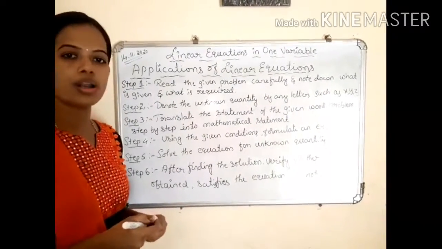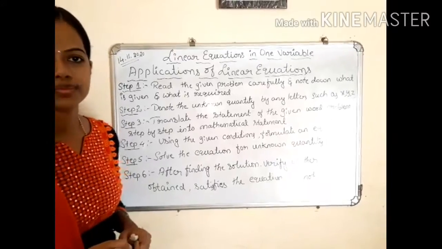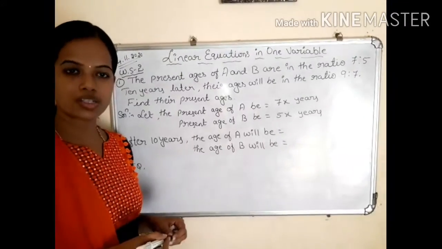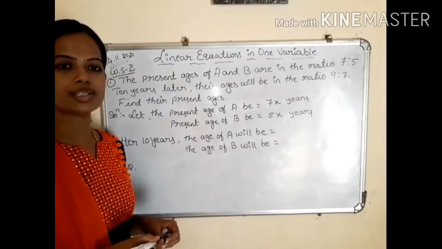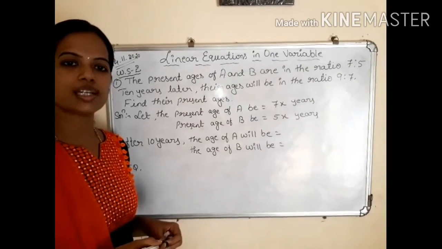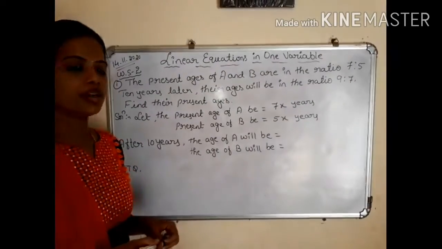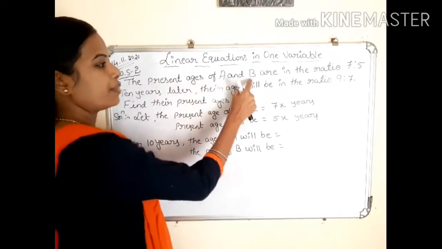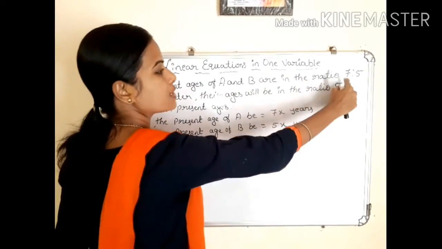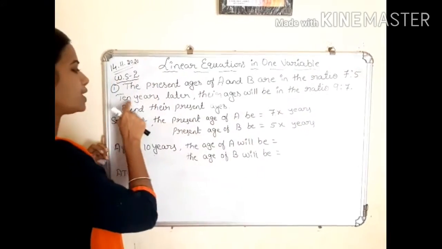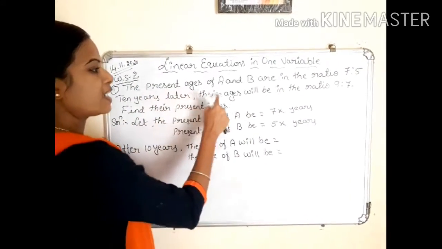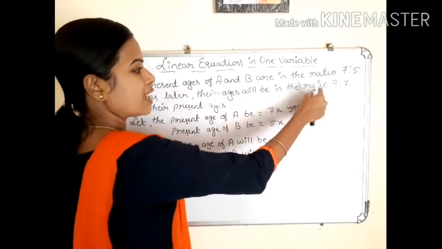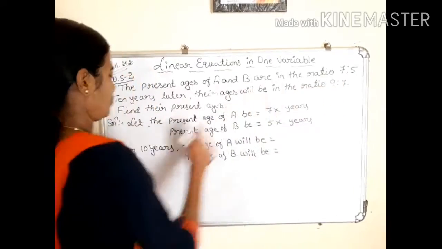Now let us solve worksheet problems. Now I am going to solve worksheet 2 application based questions. Under that, the first question is related to age problems. The question given here: the present ages of A and B are in the ratio 7:5. 10 years later, their ages will be in the ratio 9:7.